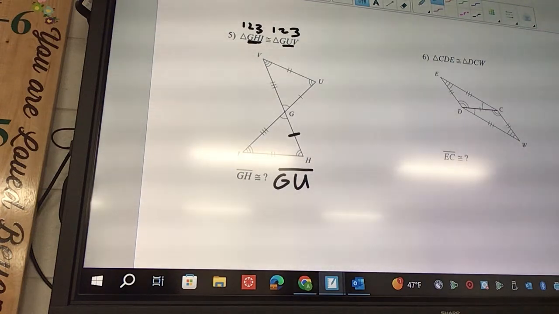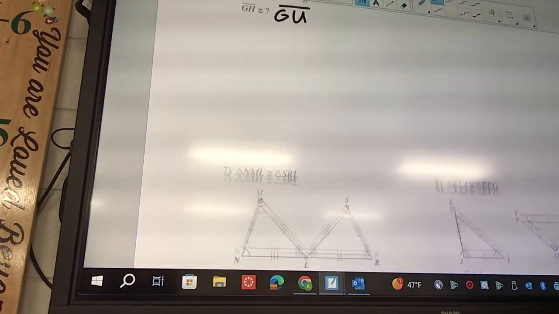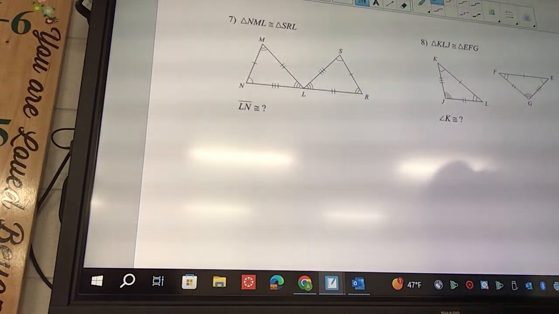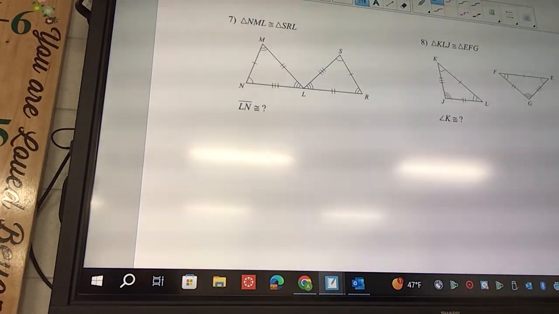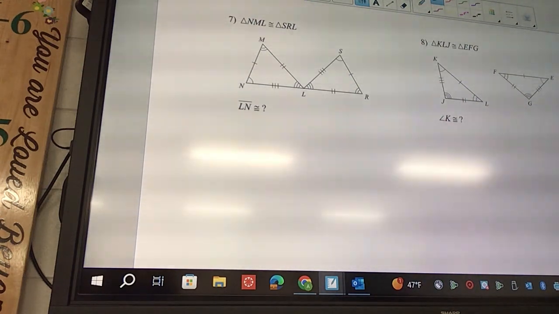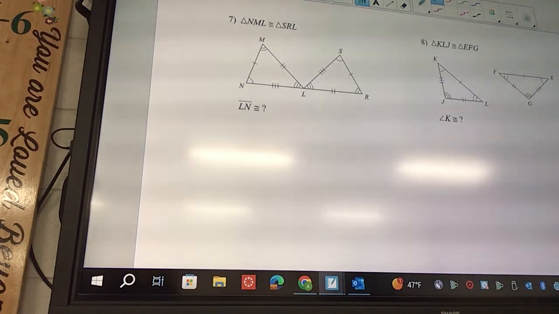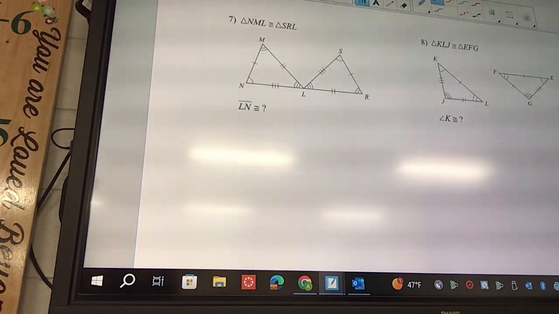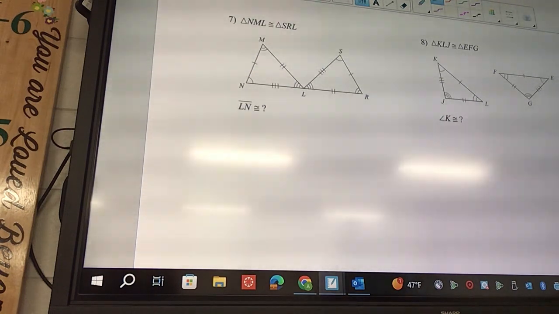Okay, look at number 6. Am I looking for a segment or a line? Or an angle? A segment. Segment what? What's it say? Segment. What did they give us? On number 7. Segment L what? LN. Okay, they want to know LN is congruent to what?